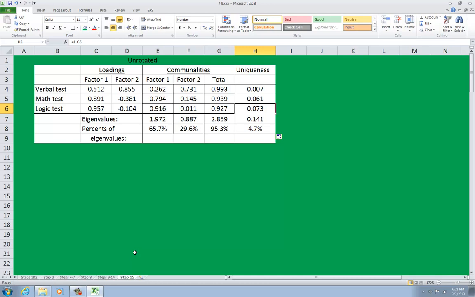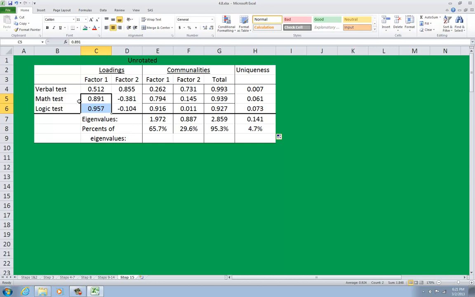Now, before we finish here, I did want to mention something else that is very important. The factor loadings can be used to interpret the identity of the factors in terms of the common elements that load highly on each factor. So we can see here that verbal test loads highly on factor 2 and math and logic load highly on factor 1. However, the interpretation will usually be clearer after rotation of the factor pattern.